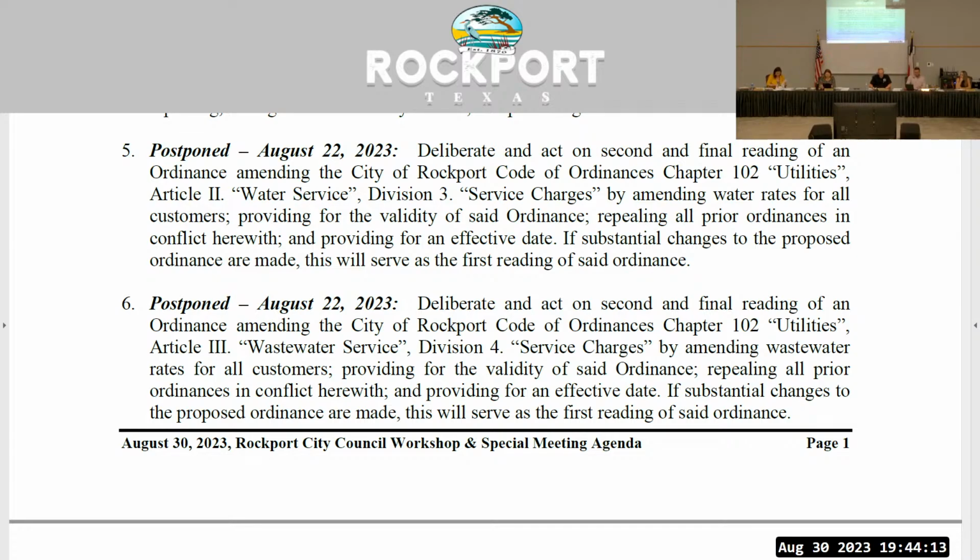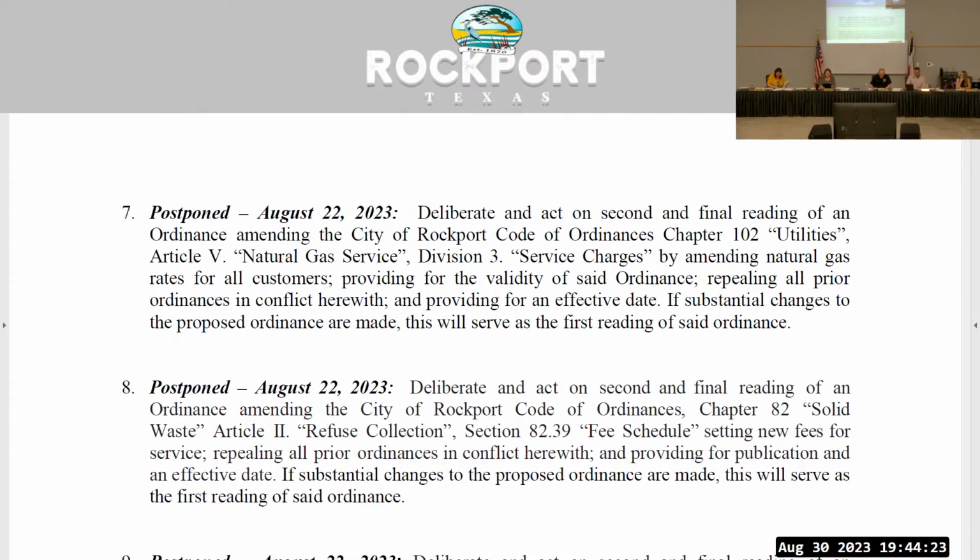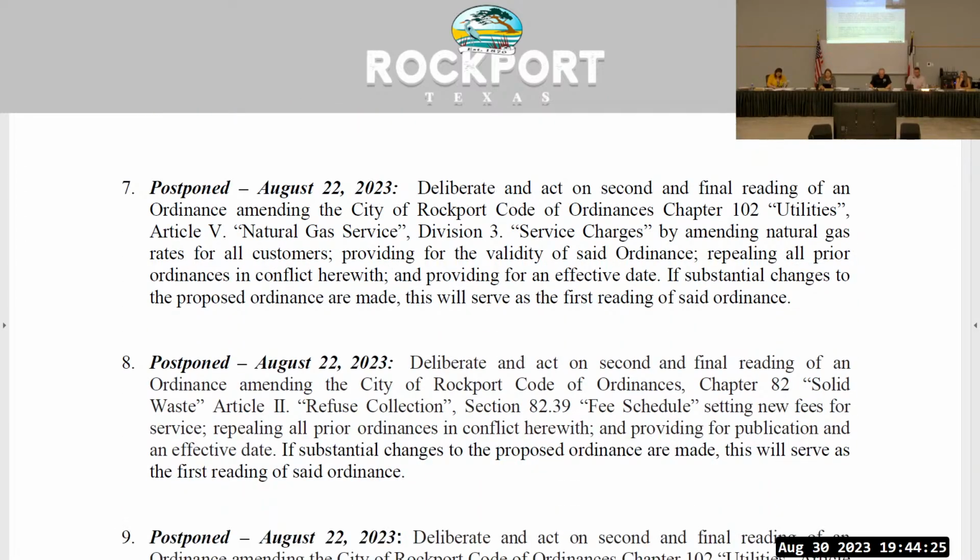Item number 7, postponed August 22nd, 2023. Deliberate and act on second final reading of an ordinance amending the City of Rockport Code of Ordinances, Chapter 102, Utilities, Article 5, Natural Gas Service, Division 3, Service Charges, by amending natural gas rates for all customers, providing for the validity of said ordinance, repealing all prior ordinances in conflict herewith, providing an effective date. If substantial changes to this proposed ordinance are made, this will serve as the first reading of the said ordinance. There have been no changes made to that ordinance.